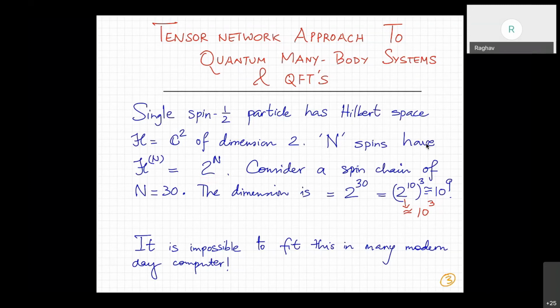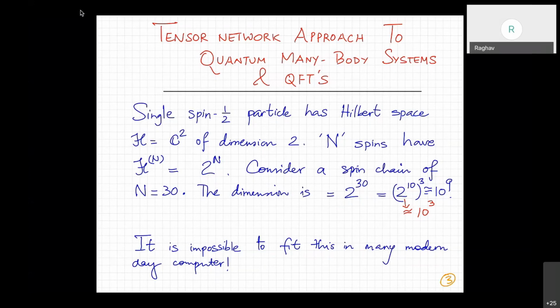Now consider a spin chain, say spins oriented in a line, and there are 30 of them. The dimension of such a Hilbert space, if you want to store the state of the entire system, will be 2 to the 30. You can write 2 to the 30 as 2 to the 10 cubed, and 2 to the 10 is roughly equal to 1000. So 2 to the 30 is roughly 10 to the 9, right? And this is impossible to fit in any modern-day computer.